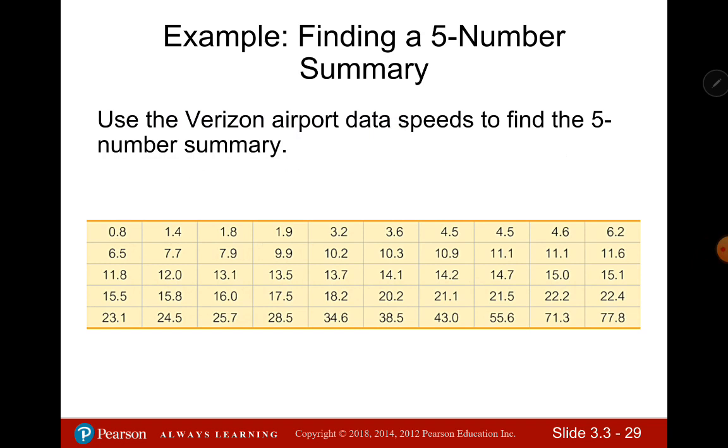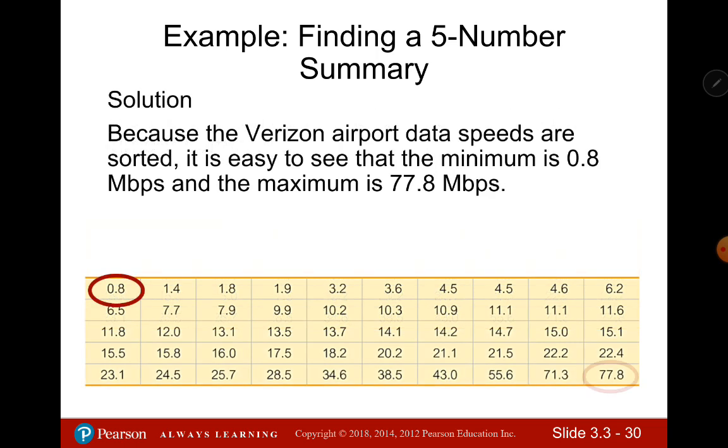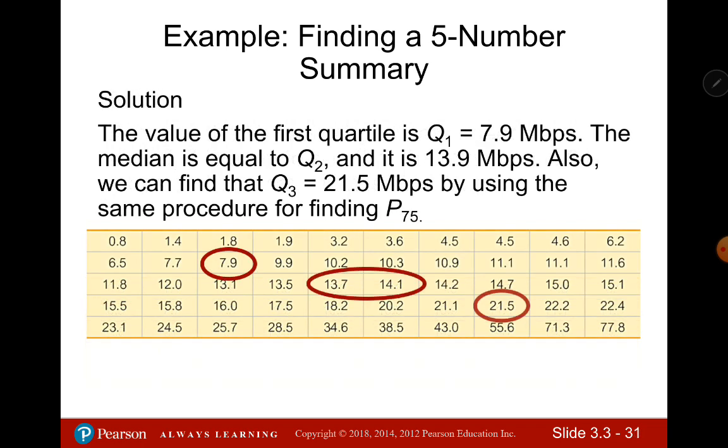So for the same data set, if we want to find the 5-number summary, first we need to sort our data. After we sort the data, it's easy to get the minimum and the maximum, right? The minimum is the first one, the maximum is the last one in the sorted data. After that, we only need to get the percentiles.